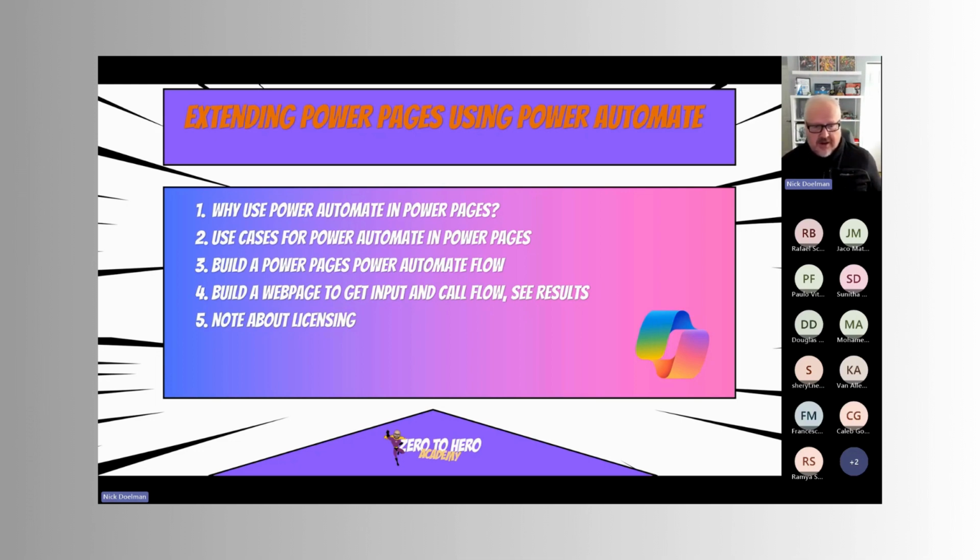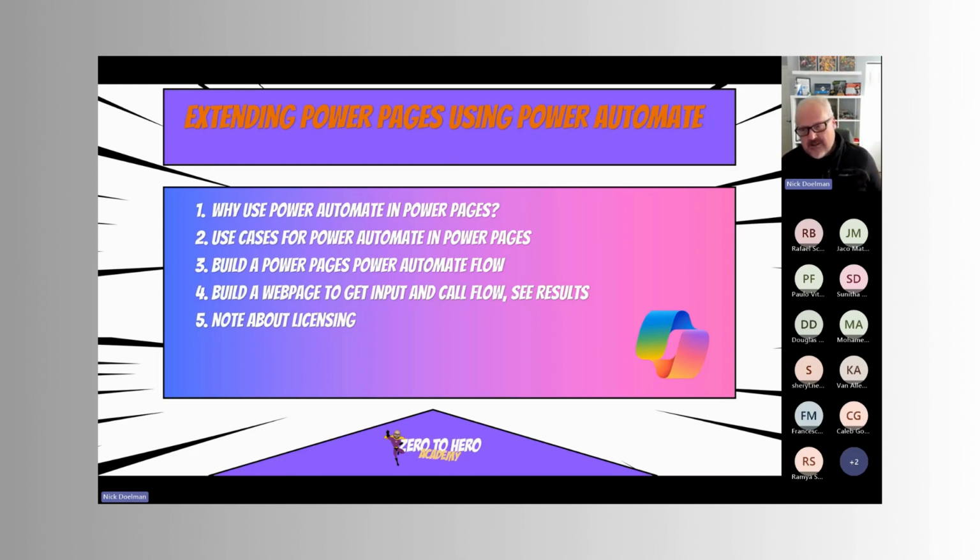And then we're going to do a demo. We're going to build a Power Pages Power Automate flow. We're going to add that to a web page. We're going to see how we're going to grab that input, how we can call that flow, and how we can see the results of the flow. That's the exciting part. We can get flow to do a bunch of stuff and have it spit back some information to us, so be able to see that.